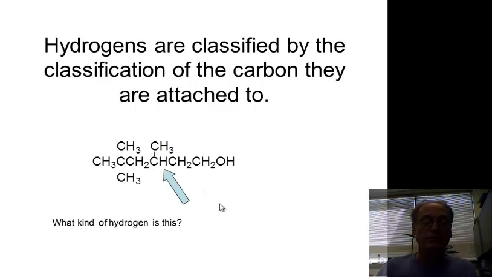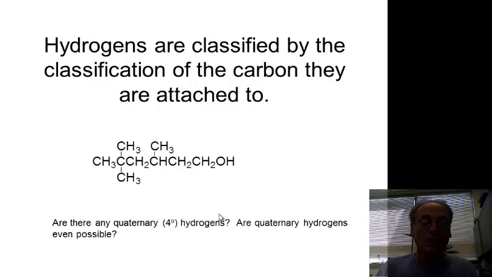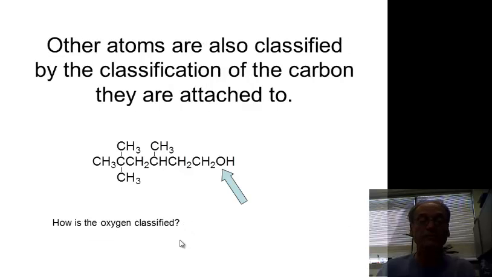What kind of hydrogen is this? All by itself, unique among all the rest of the hydrogens here. That's tertiary, and that's because it's on a carbon with three other carbons. Are there any quaternary hydrogens in this molecule? The answer is clearly no. Are quaternary hydrogens even possible? Well, there's a quaternary carbon, but of course if a quaternary carbon has four other carbons attached to it, by definition it can't have any hydrogens, and therefore there are no quaternary hydrogens.